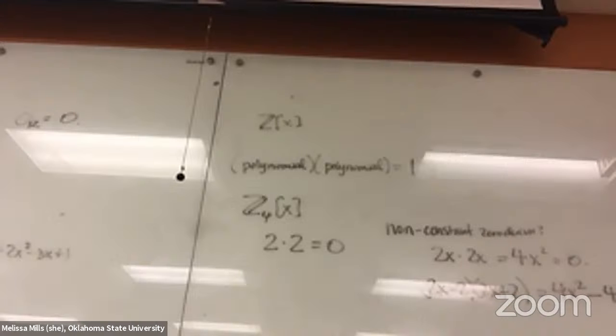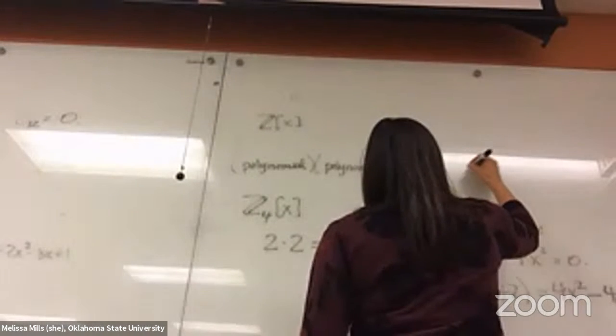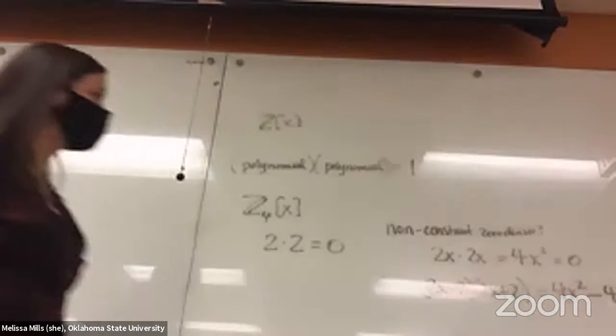So are there any units in Z adjoin X? Are there units in Z? Zach's shaking his head yes. What are the units in Z? 1 and minus 1. No, it's still working. And so those would still work. They'd be constant polynomials in Z adjoin X. So the units in Z adjoin X are plus or minus 1. Plus or minus 1 are units.